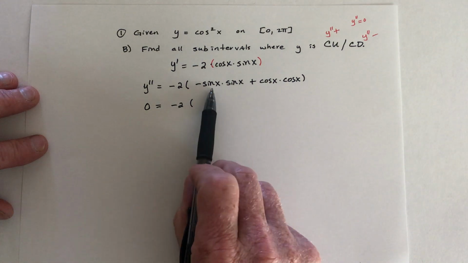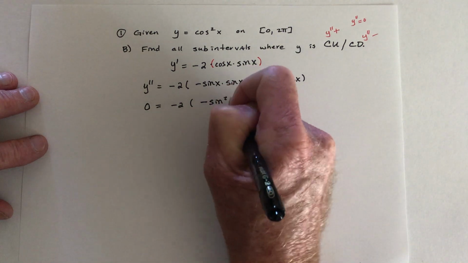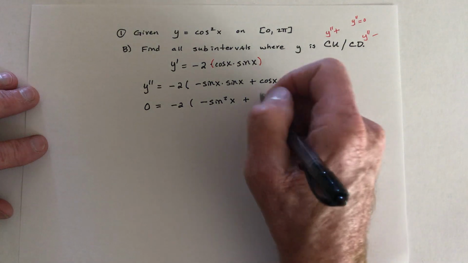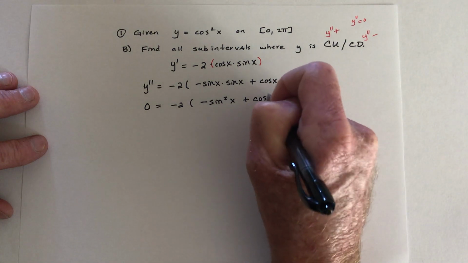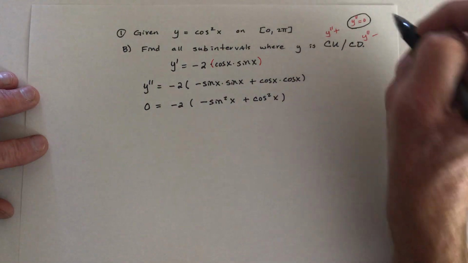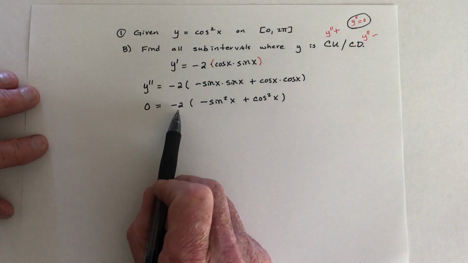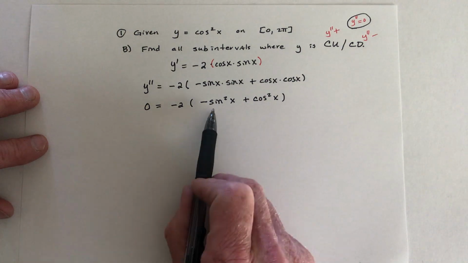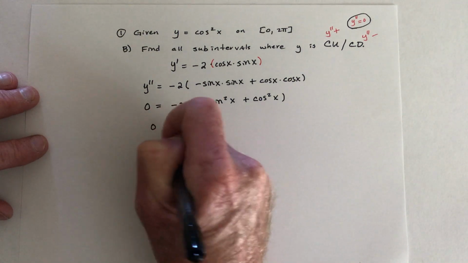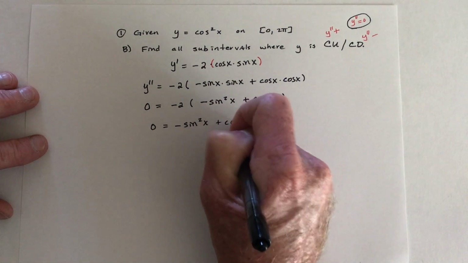Well, this part right here, that's negative sine squared. And this part right here, that's cosine squared. And now we need to find out where the second derivative equals 0. So, well, a negative 2 is never going to equal 0, but this thing could equal 0. So 0 could equal negative sine squared plus cosine squared.